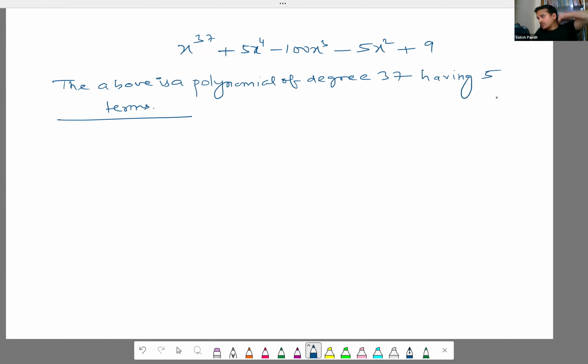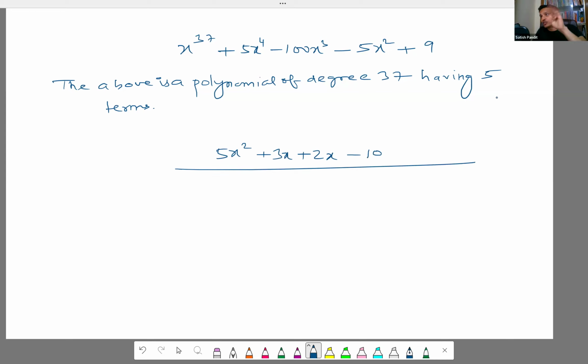One more thing I would like to say: whenever we are finding the number of terms or the degree, first of all, simplify the expression. Here the expression is already simplified. Now, suppose I give a question like this: 5x square plus 3x plus 2x minus 7 or minus 10. Many people will say there are 4 terms. That answer is not correct, because we can simplify this and it will become 5x square plus 5x minus 10. So there are basically 3 terms only. Although it looks like there are 4 terms, it's actually 3 terms only.